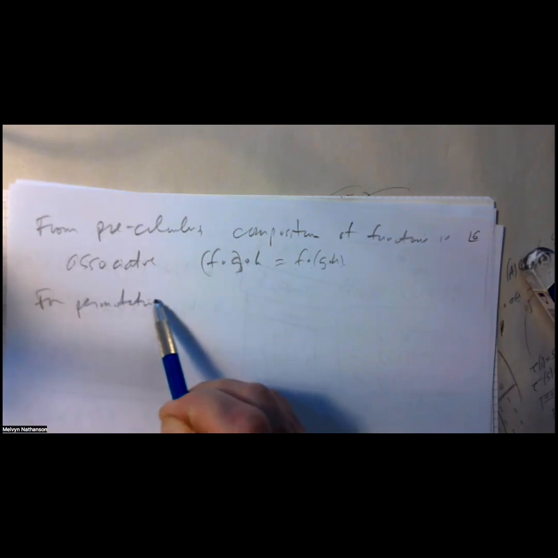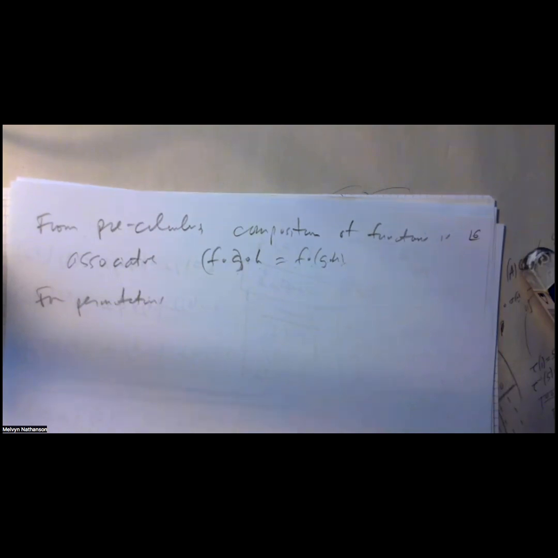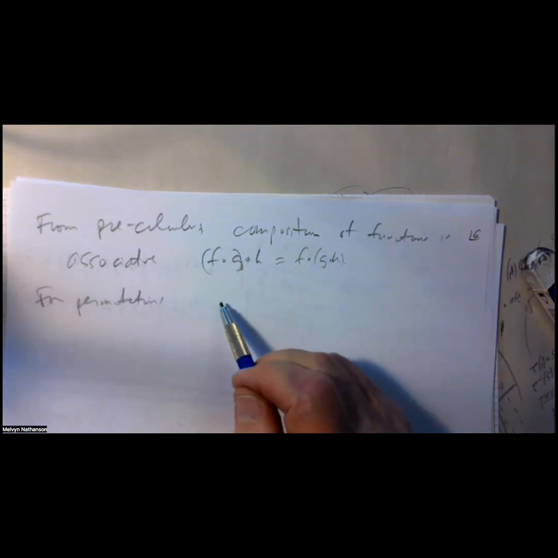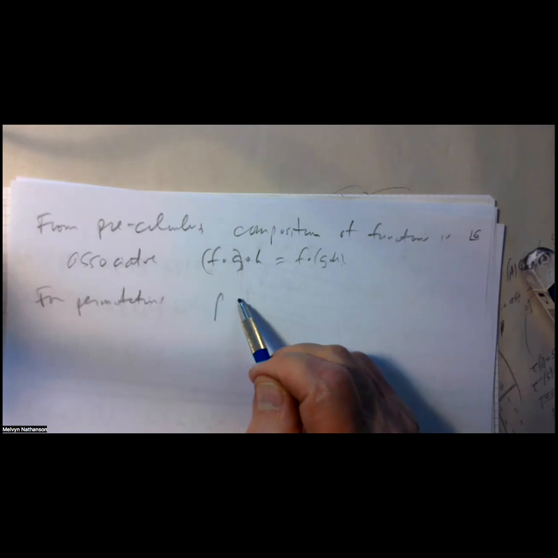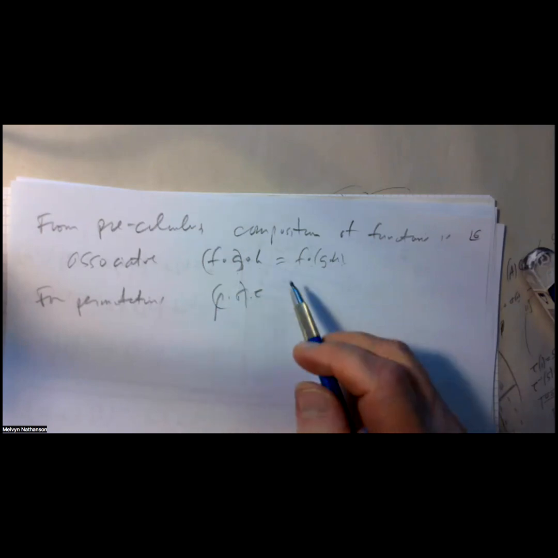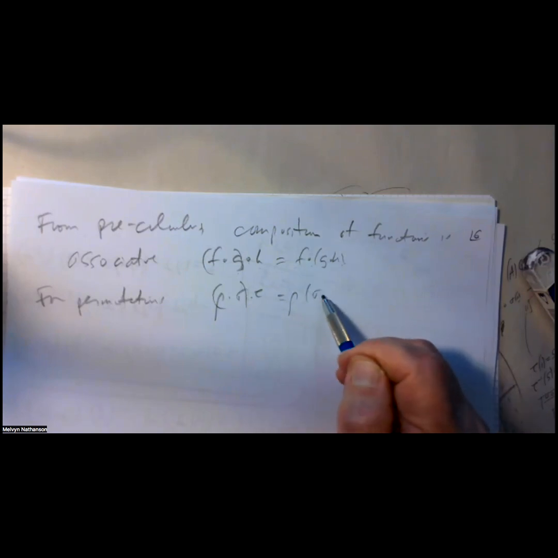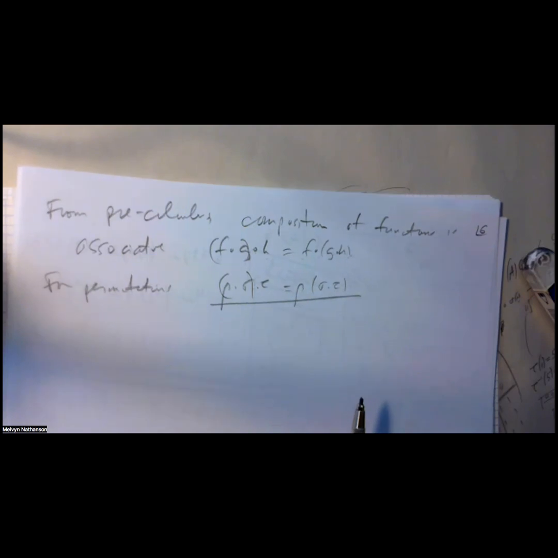And exactly the same is true for permutations, because a permutation is just a function. So if you have permutations rho, sigma, and tau, rho times sigma times tau is the same as rho times sigma tau. The associative law for permutations follows from the fact that you have the associative law for a composition of any kind of functions.